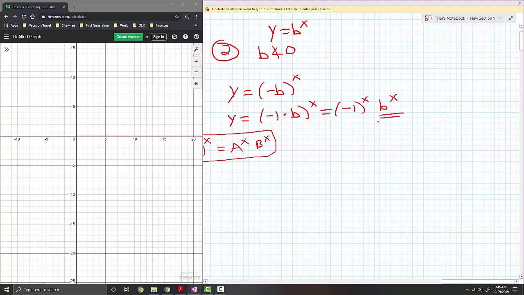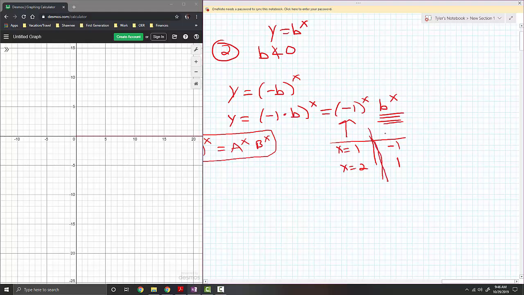So this part we already know is exponential, right? But let's think about what this factor does. This factor, when I put in different x values, is going to essentially alternate its sign, right? So like if I put in, let's say, x equals 1, then this is going to be negative 1. If I put in x equals 2, this is going to be positive 1, right?